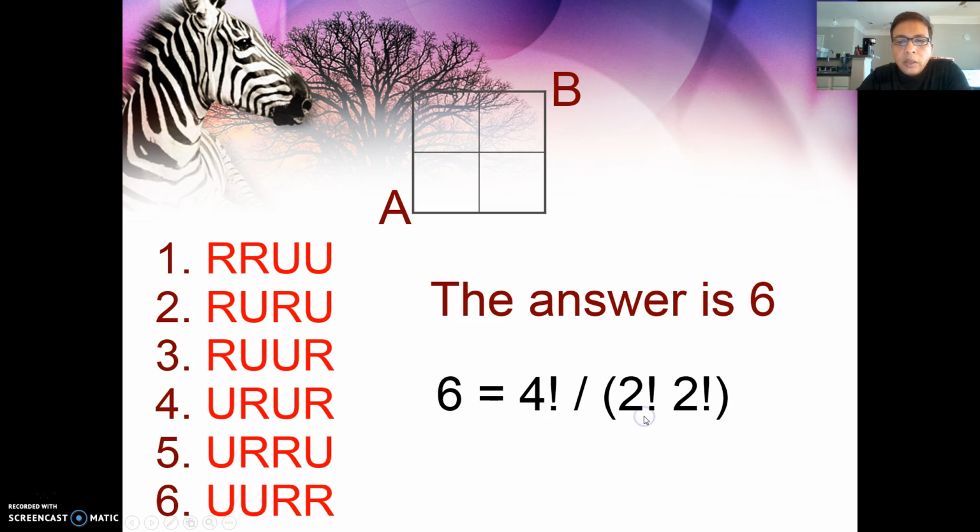Now how can we get the answer without going through the complete enumeration? Each route is an arrangement of R, U. So there are 4 objects, 2 are the same and another 2 are the same. So the number of arrangements of R, U is 4 factorial by 2 factorial into 2 factorial, which is 6.